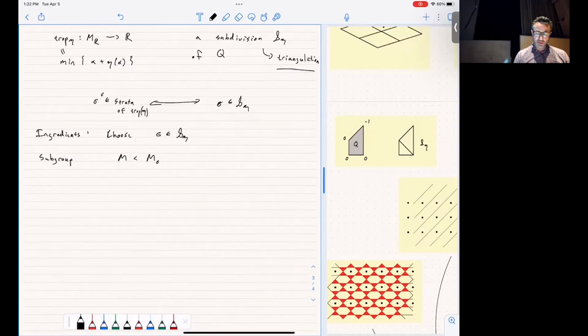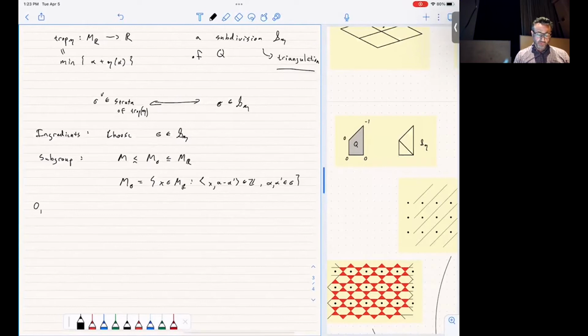We'll need a subgroup. This is going to contain M, might be equal, and it's contained in M_R. And what is it equal to? Pardon me. This is just the set of points in M_R that, when I evaluate them on the differences of vertices of my simplex, give an integer, where alpha and alpha prime are in sigma. So this is one thing I need.